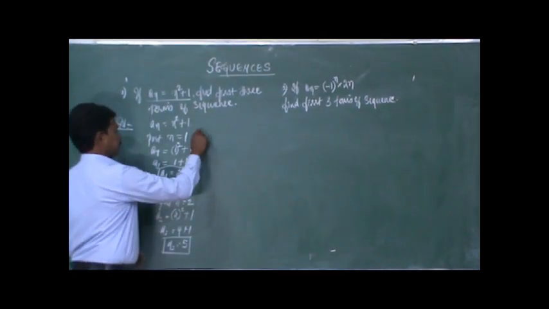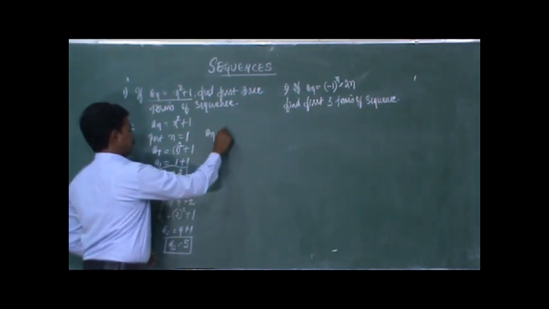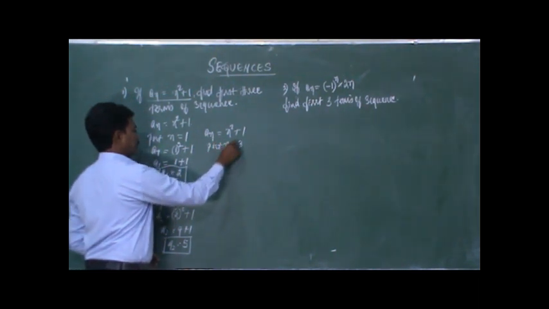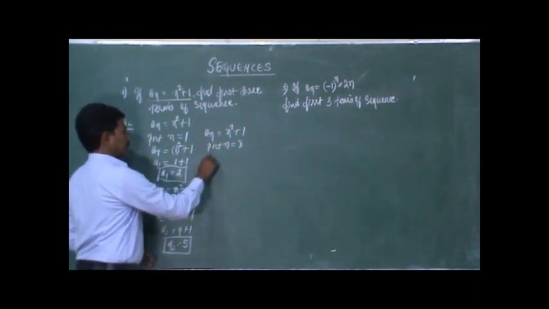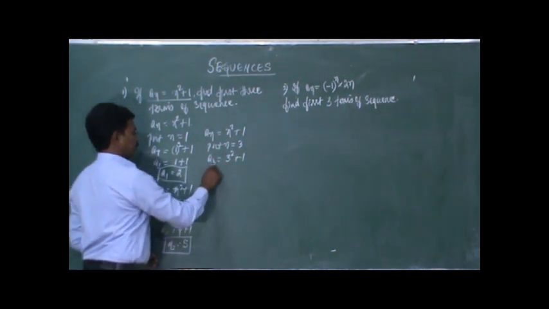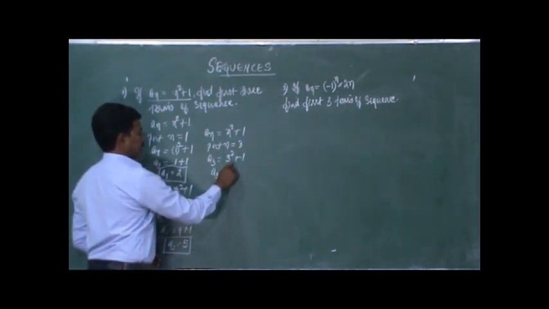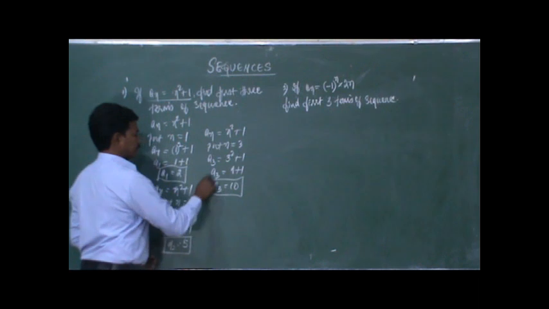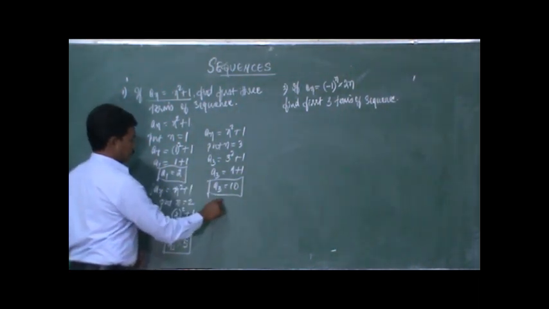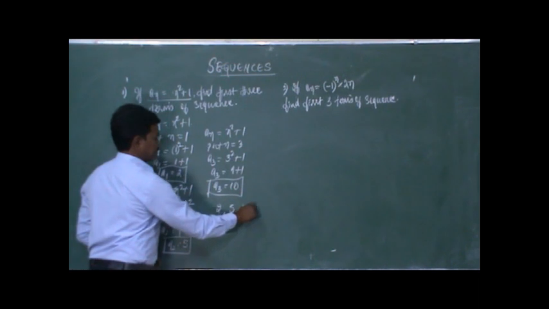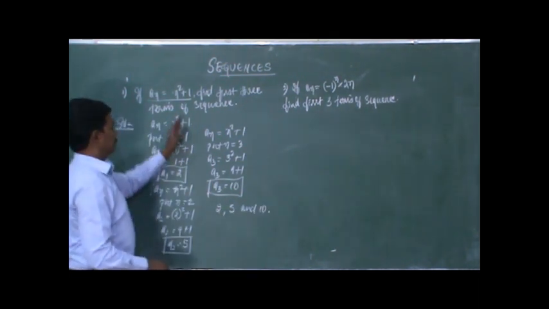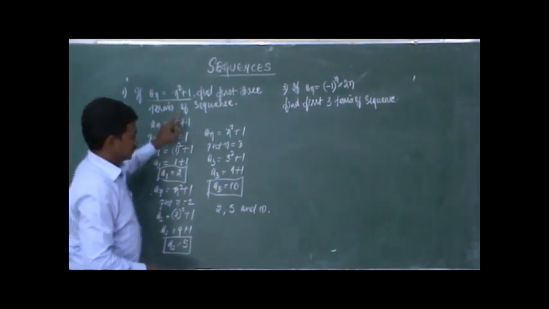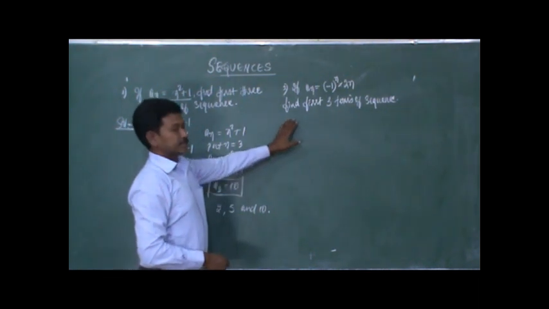Let us find out the third term. Again write down the nth term, that is an is equal to n square plus 1. So put n is equal to 3 in order to find out the third term. So a3 is equal to 3 square plus 1. a3 is equal to 3 square is 9, 9 plus 1. So therefore a3 is 10. So the first three terms of the sequence are 2, 5 and 10. So this is the method of finding out the terms of the sequence by using the nth term of the sequence. Let us go with the second problem.